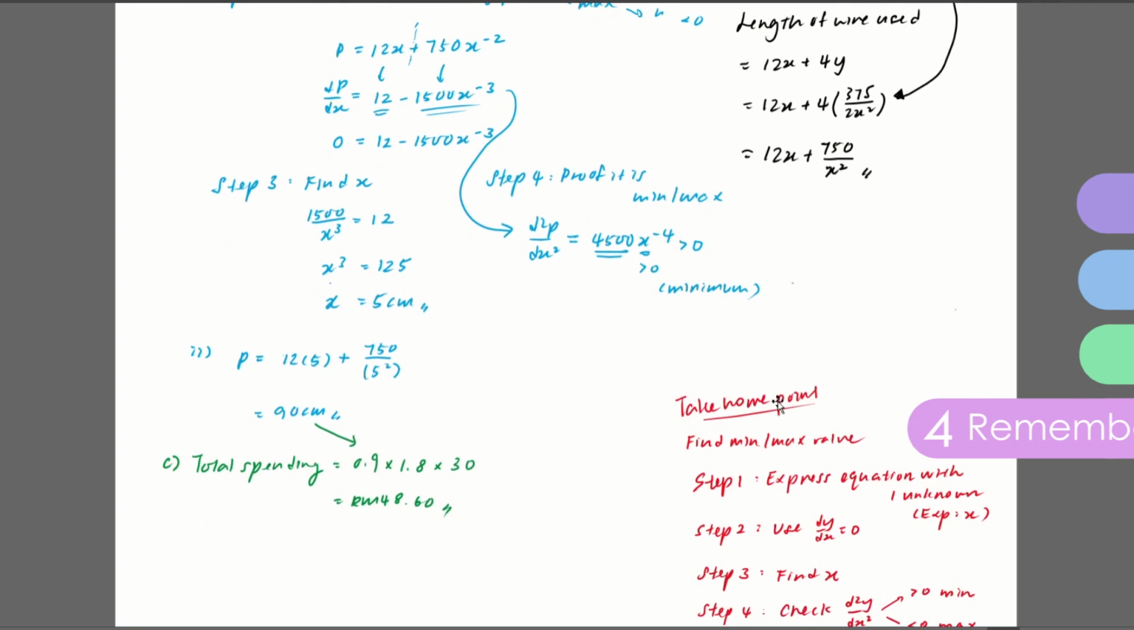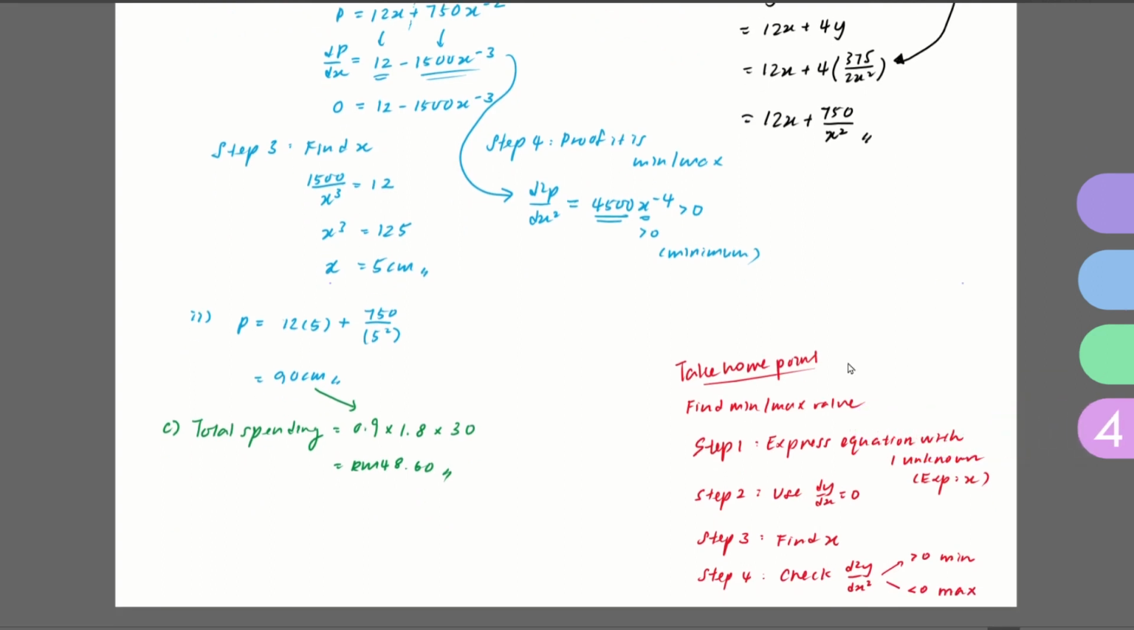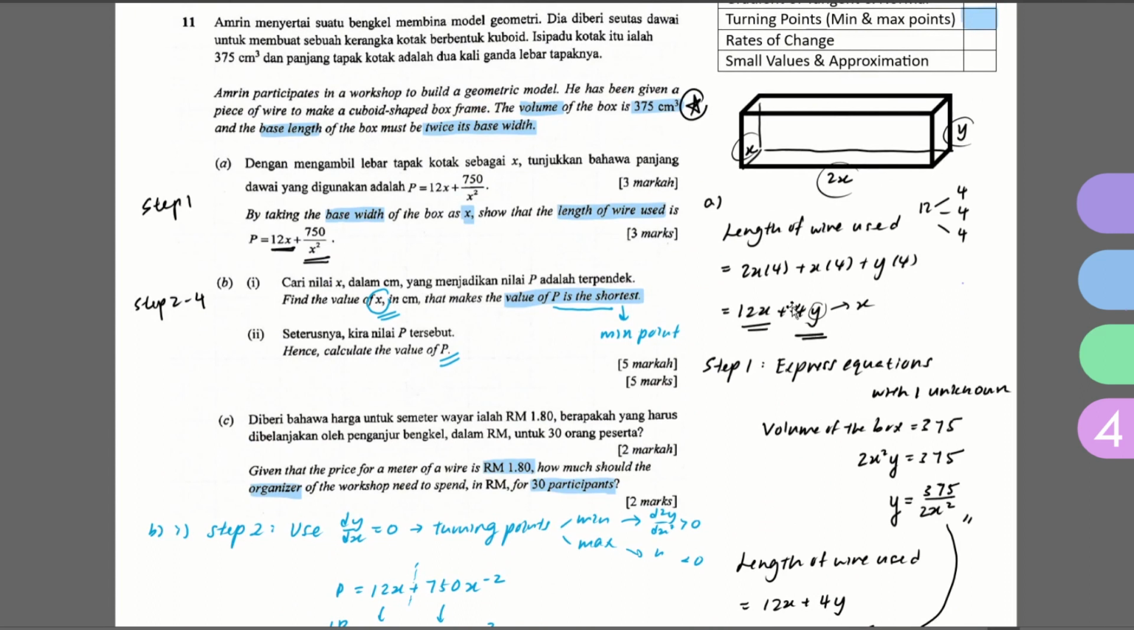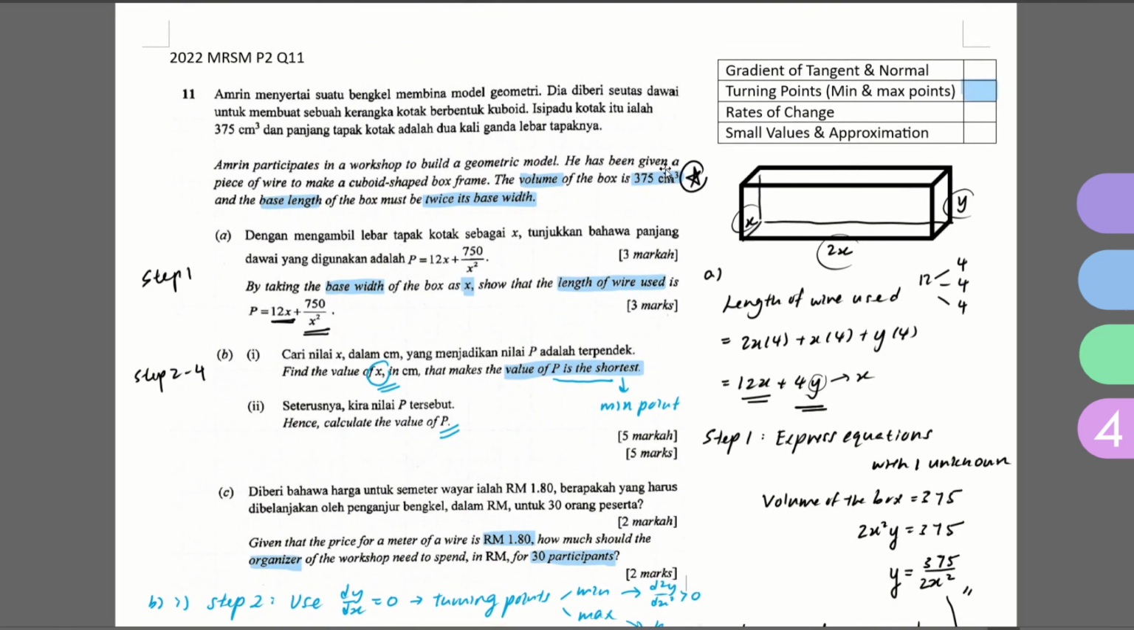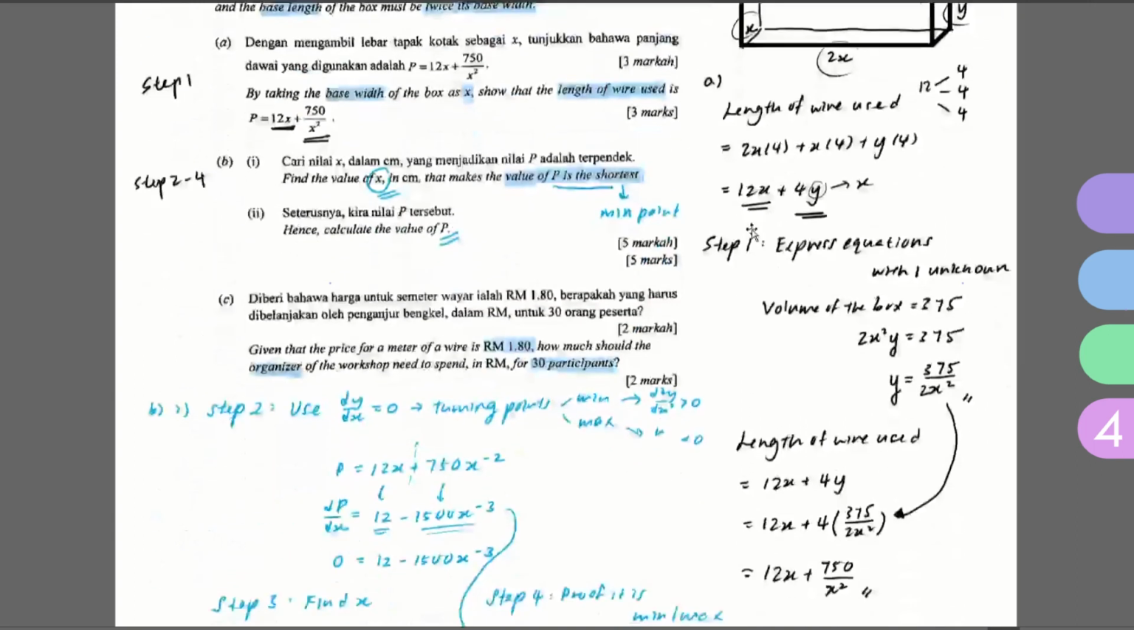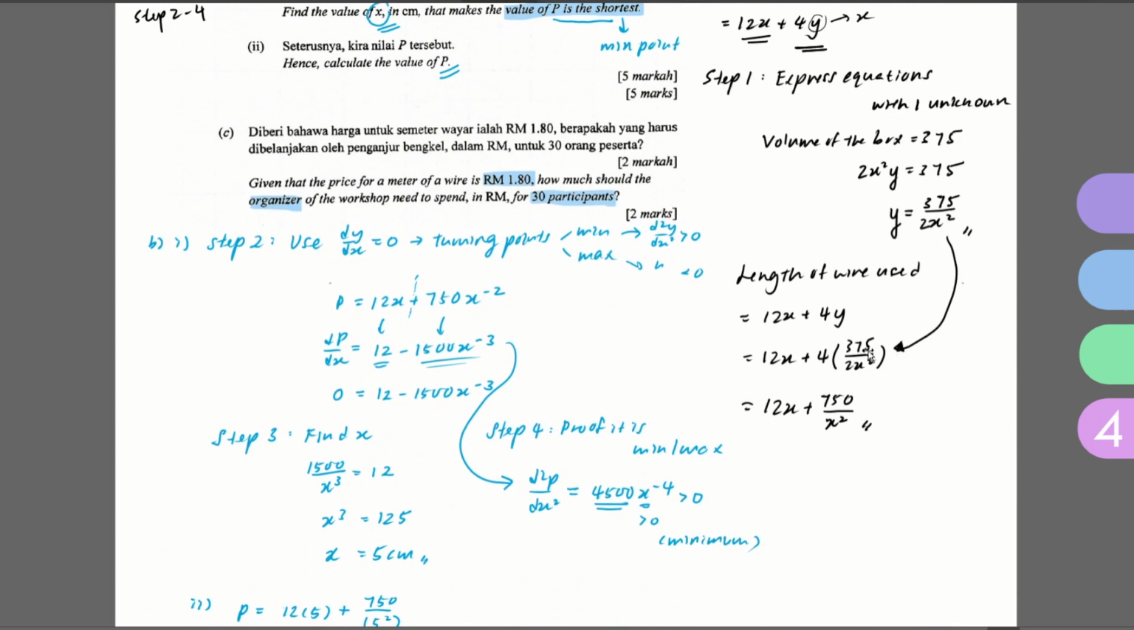So the take-home point for this video is, when it comes to optimization problems, we need to use the 4-step method to help us find the minimum or maximum value. The first step would be making sure our equation has only one unknown. So we need to transform, let's say, the y into x. One of the ways to help us convert is to use the information in the question. For example, we use the volume of the box, form an equation, and sub it into here to make sure our equation has only one unknown.